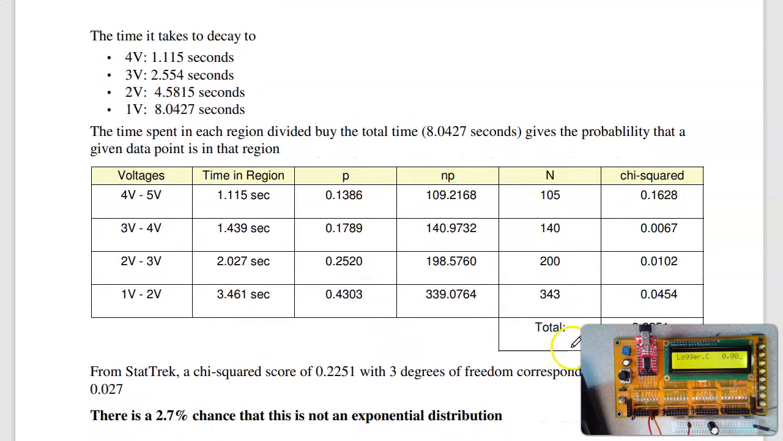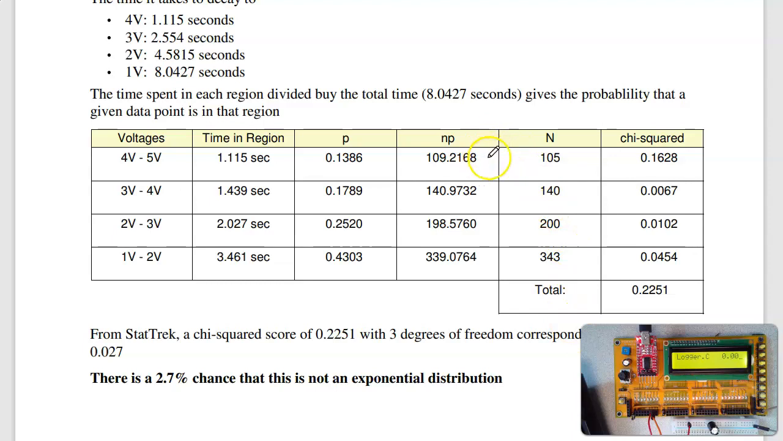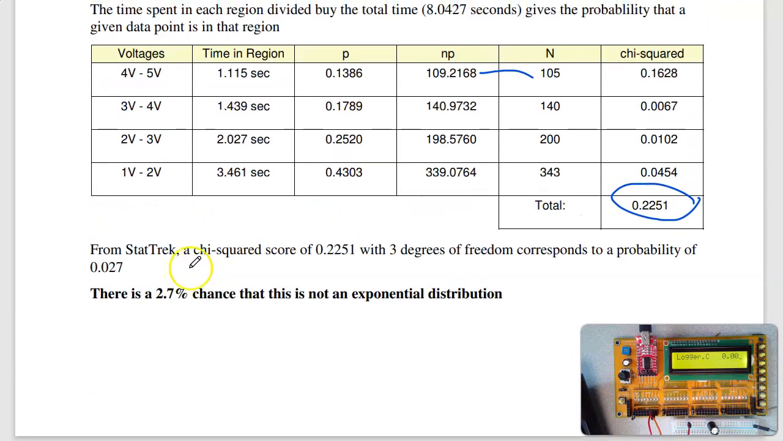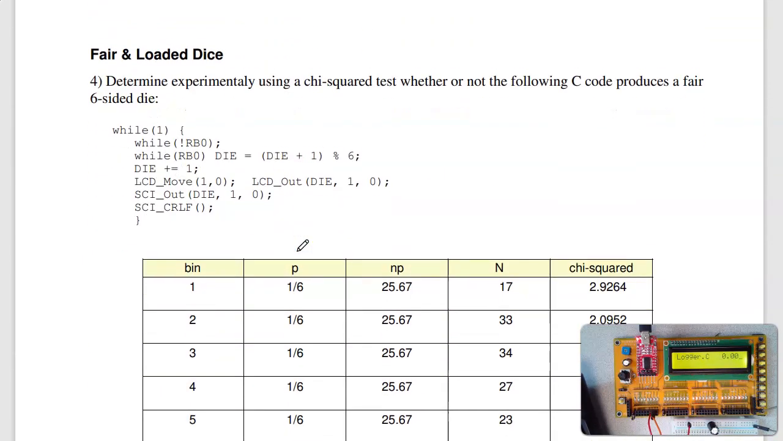Here's the actual data. Chi-squared test compares expected versus actual. Take the difference squared, divided by 109, difference squared, divided by 140.9, difference squared, divided by 198. Add them all up, I get 0.22. To convert that to a probability, I use a chi-squared test. I've got 4 bins, meaning 3 degrees of freedom. Go to StatTrek, and I can look at the number of 0.2251 with 3 degrees of freedom. Comes up with a probability of 2.7%. That basically says that a capacitor's discharging behaves very much like an exponential. So it's not too surprising.